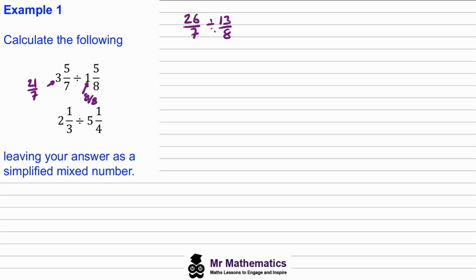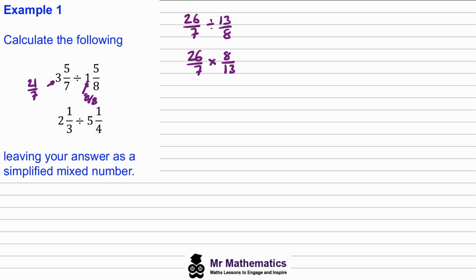Now when we divide with fractions, we write this as a multiplication. So this becomes 26/7 multiplied, and because multiplication is the opposite of division, we need to do the opposite of this fraction, and this is called reciprocating the fraction. So we flip it upside down, and this is the reciprocal of 13/8. So all we do, we change the divide to a times, and we flip the fraction. This is called reciprocating the fraction.